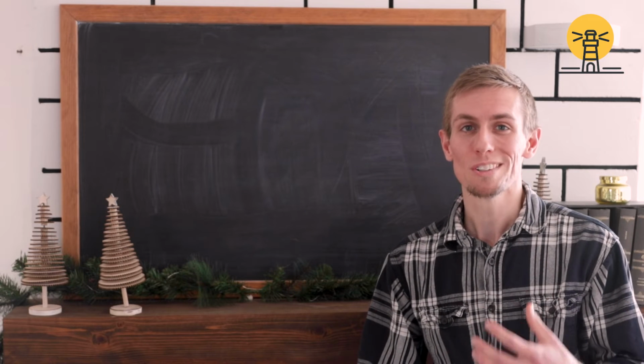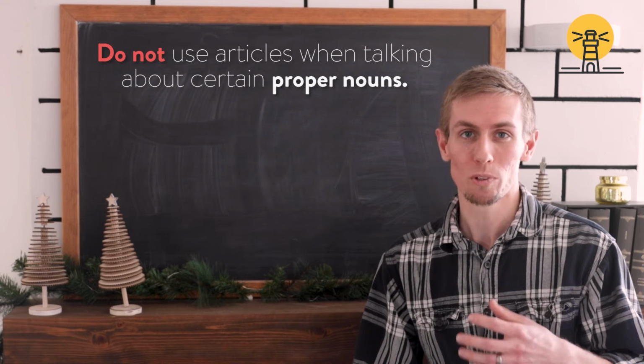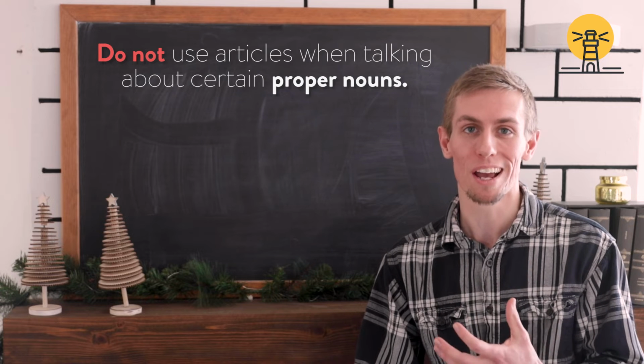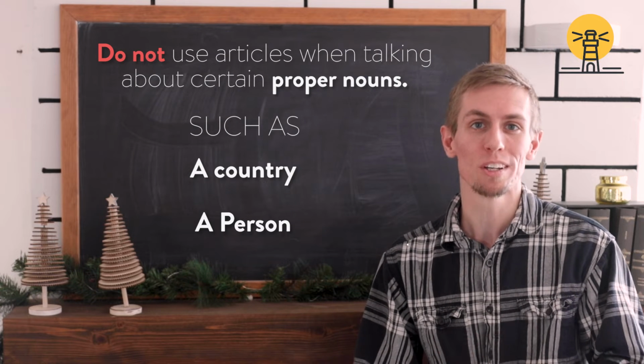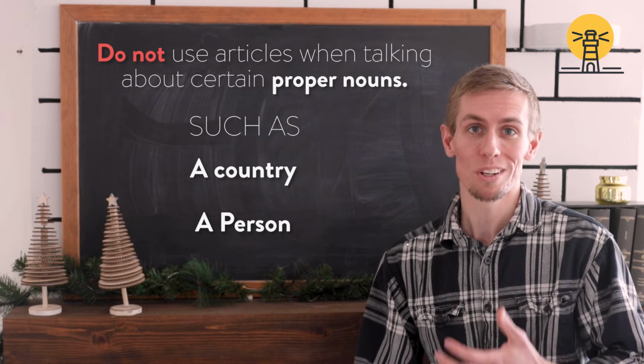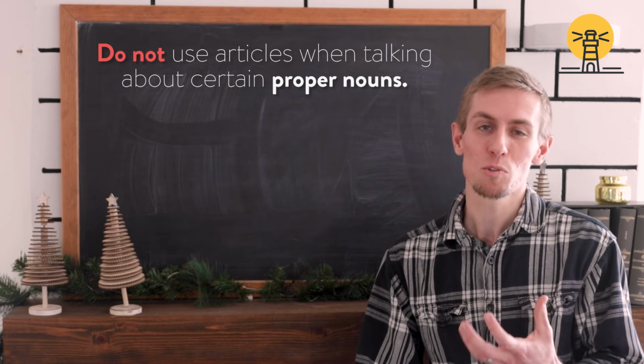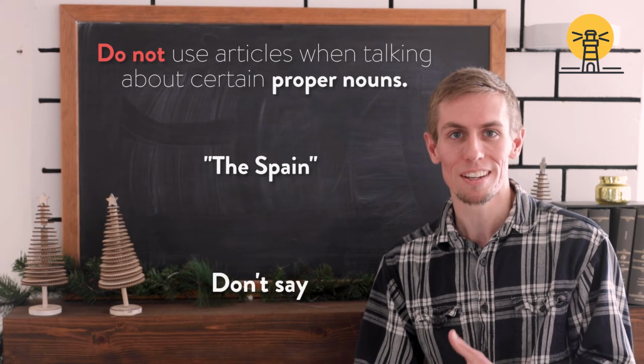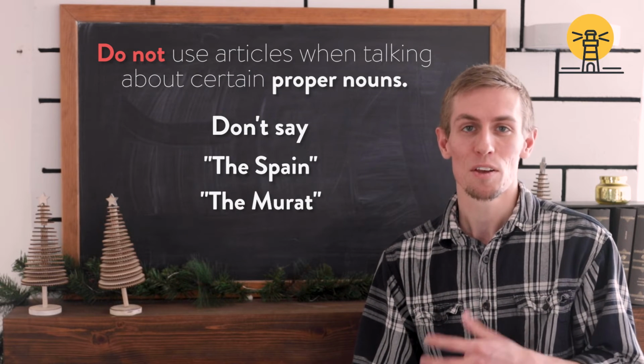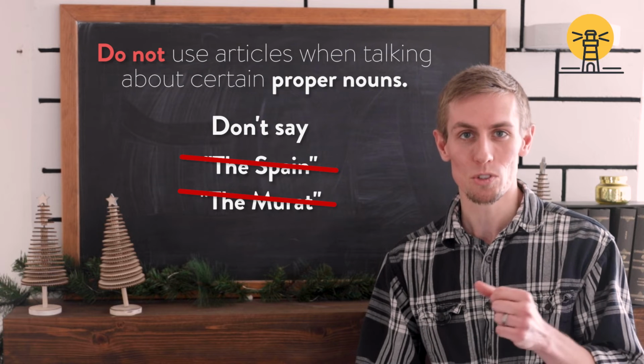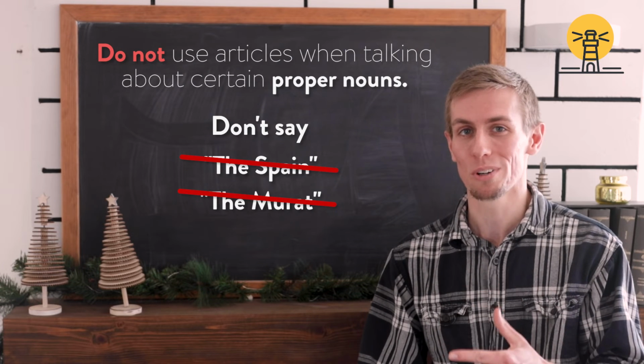We also don't use articles when we're talking about certain proper nouns, such as a country or a person. We would not say the Spain, or we would not say the Murat. Because of this, we don't use articles for certain proper nouns.